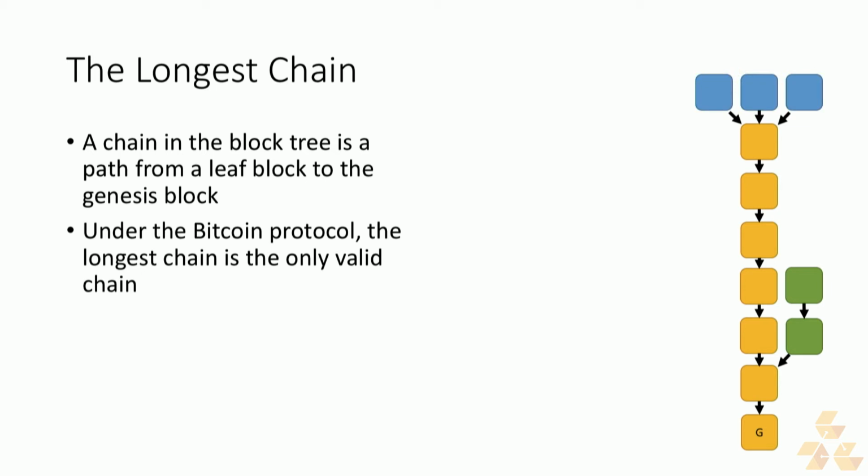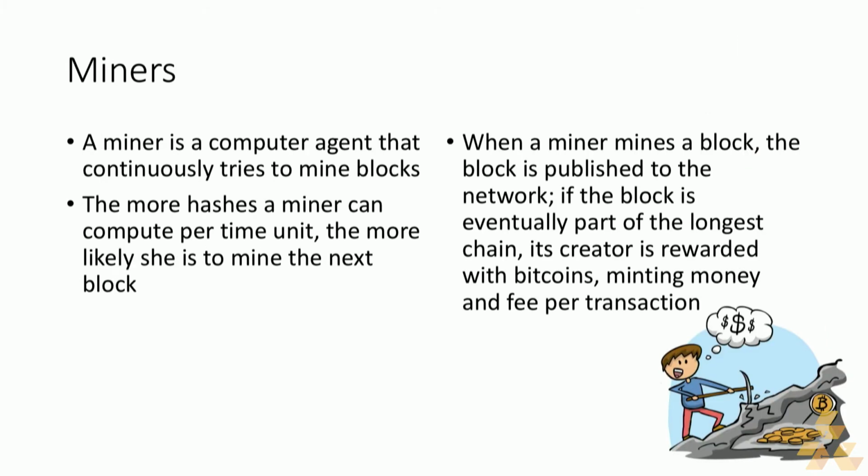At this point, we have a tie. We don't really know what is the part of the longest chain. The next block solves this conflict, and we now can tell what is the longest chain. So in an abstract way, we can say that a miner is some kind of computer agent that keeps trying to create new blocks, keeps trying new hashes, or new nonces. When it finds the right nonce, it publishes the block to the world, and if this block is going to be part of the longest chain, then the creator of this block will be rewarded with some Bitcoin, either a minting fee or some fee per transaction.